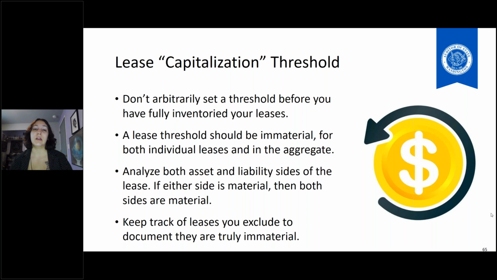This last step is really important. Keep track of all the leases that are excluded because of your threshold. Your auditor will really want to take a look at this. That way they can document in their own work papers that the leases that were excluded really are a small amount. And it's just a really good internal control for you to show that the threshold you've selected is appropriate for your government.